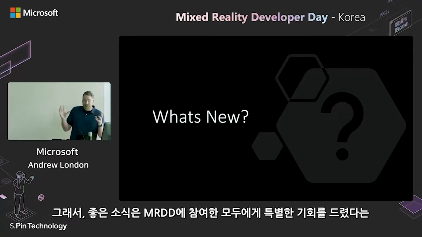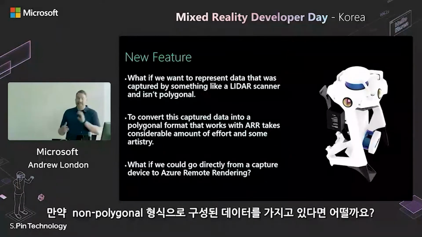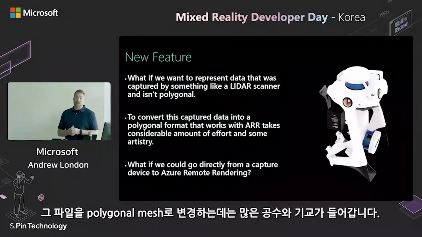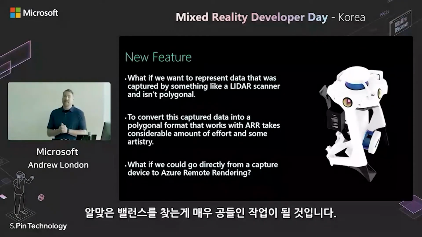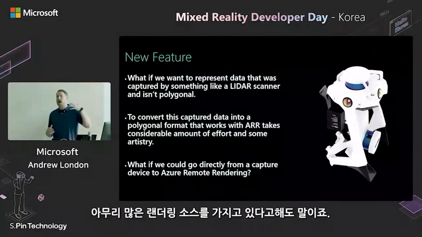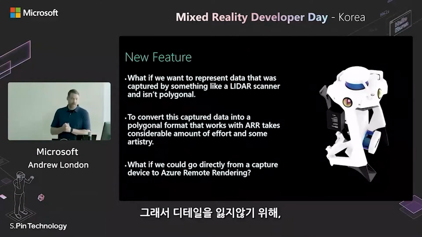So the big news, we've got this special opportunity with everybody at Dev Days. So we've chosen to announce a new feature and release it here. You might know where I'm going if you saw this yesterday. But what if we have a data set that was captured in a non-polygonal format, right? Converting files to a polygonal mesh takes effort and a lot of artistry. It can be painstaking to try to find that right balance, even if you have a lot of resources to render with. Sometimes raw data just doesn't convert in a visually accurate way.